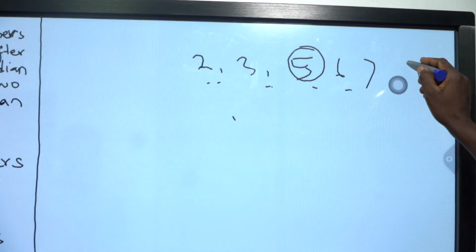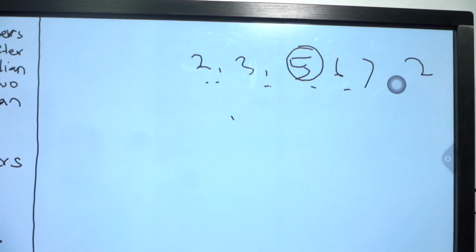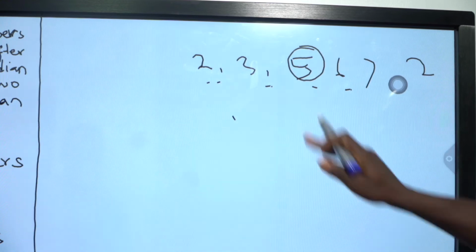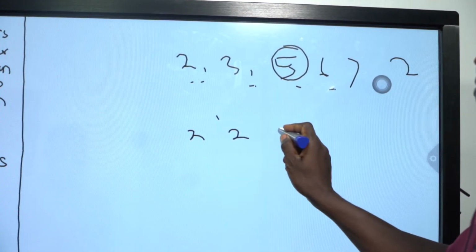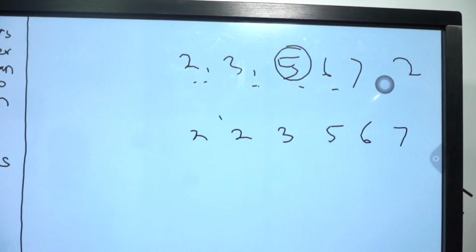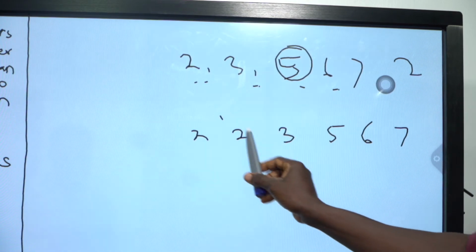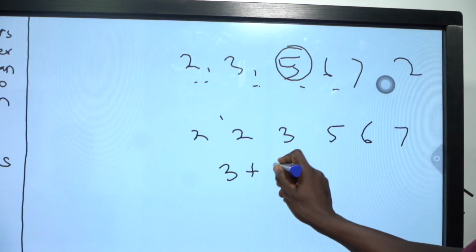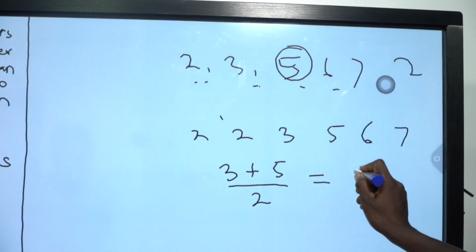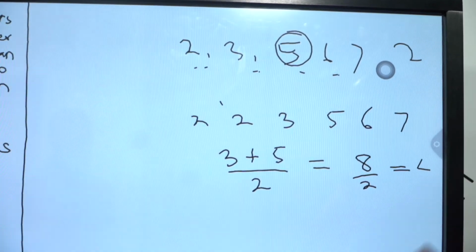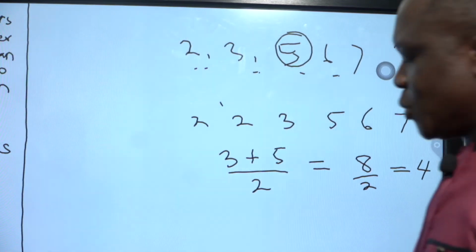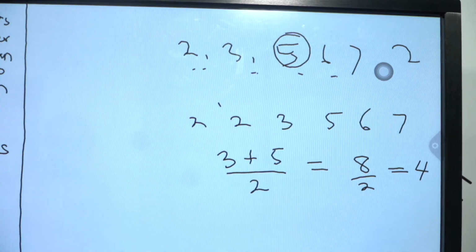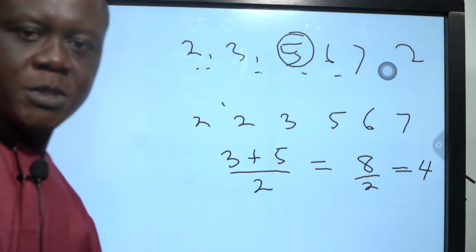But if I add another number here, say 2, it will now turn to an even number, which is 6. And if you arrange this, you will have 2, 2, 3, 5, 6, and 7. If you count it, there are 6 in number, so if you want to find the middle number, you will not get any number at the middle, because if you count 2 here and 2 here, you will see that 2 numbers remain at the middle. What you do is sum the 2 numbers at the middle and divide by 2. That is 3 plus 5 over 2, to give you 8 over 2, which will be 4. So the average of the 2 middle numbers, because it is an even number here, becomes the median.